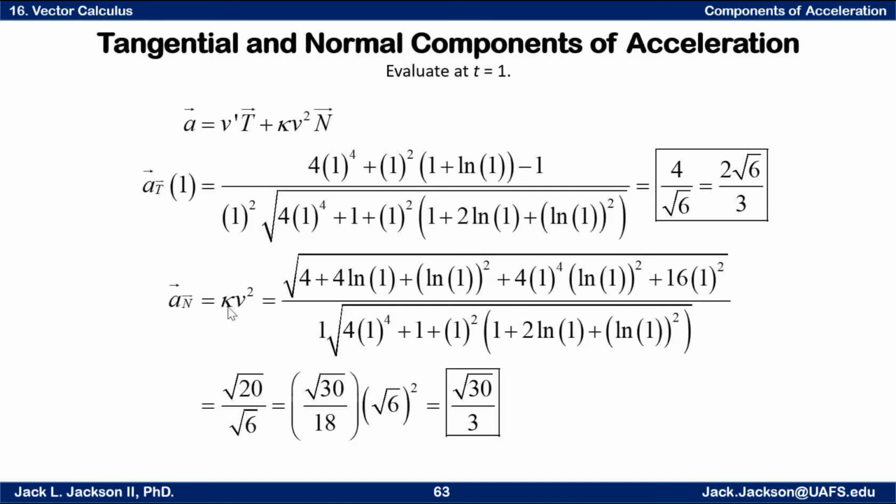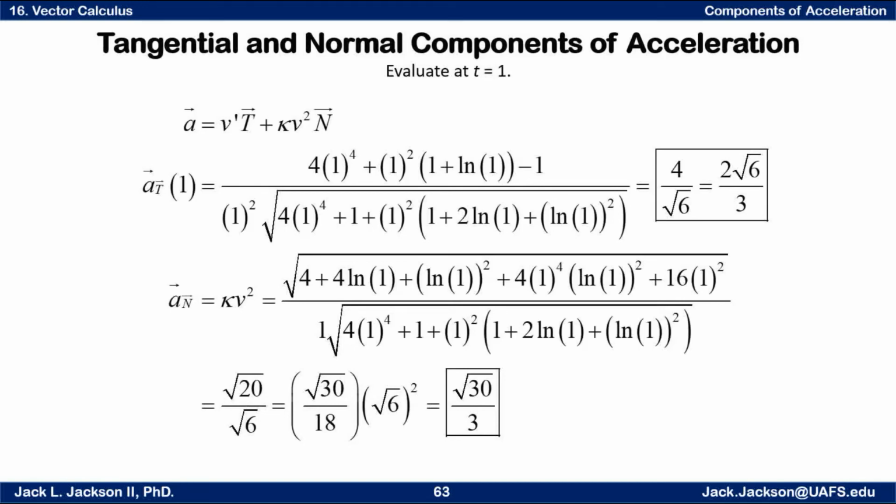Or we could just plug in what we had done earlier for the curvature and the speed. The curvature was square root of 30 over 18 from a previous video. We worked that out. And the speed was square root of 6. Of course, you square that, you get 6, cancels the 18 down to 3. That's the square root of 30 over 3. You can multiply top and bottom by square root of 6 here and simplify this radical of the square root of 20. And it also turns out to be square root of 30 over 3. So this is correct either way you do that.